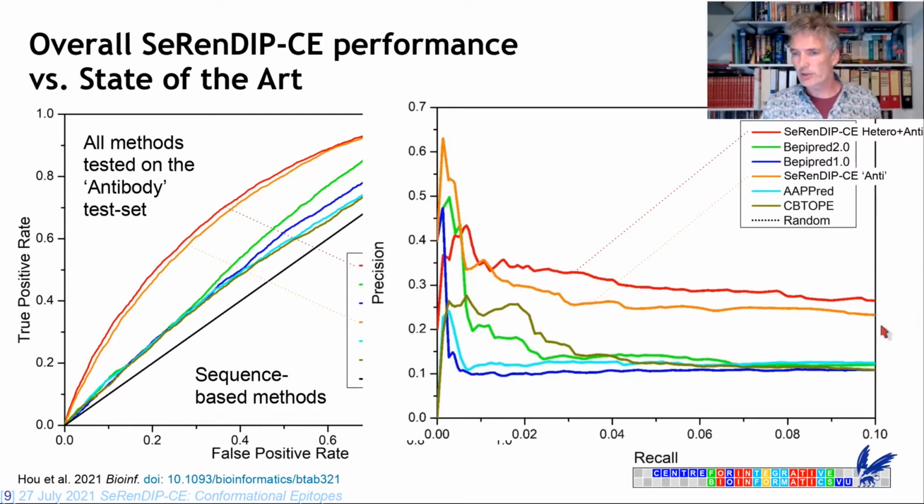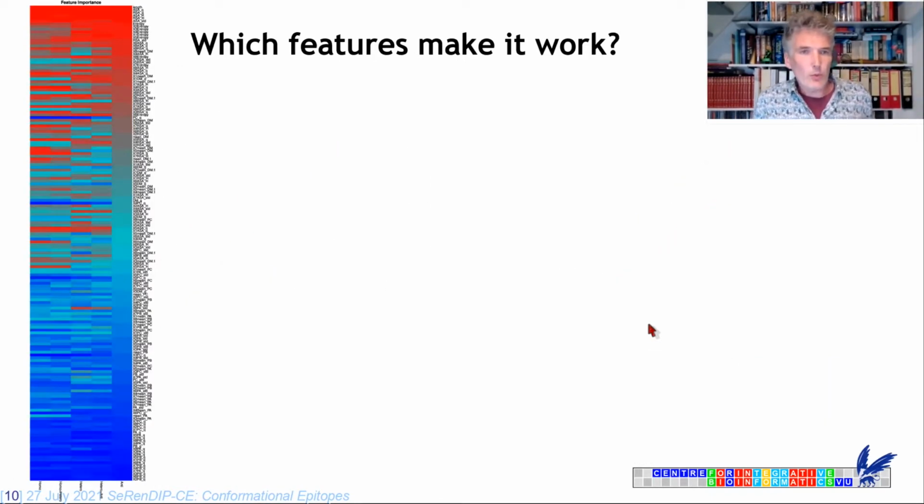This plot is cut at a recall of 10%, but this trend actually persists. In both of these analyses, you can see that our new SERENDIP-CE conformational epitope predictor works quite well compared to other methods, at least tested on our dataset. So the features are the most important thing in the predictor that make it work. So which features are actually at work here?